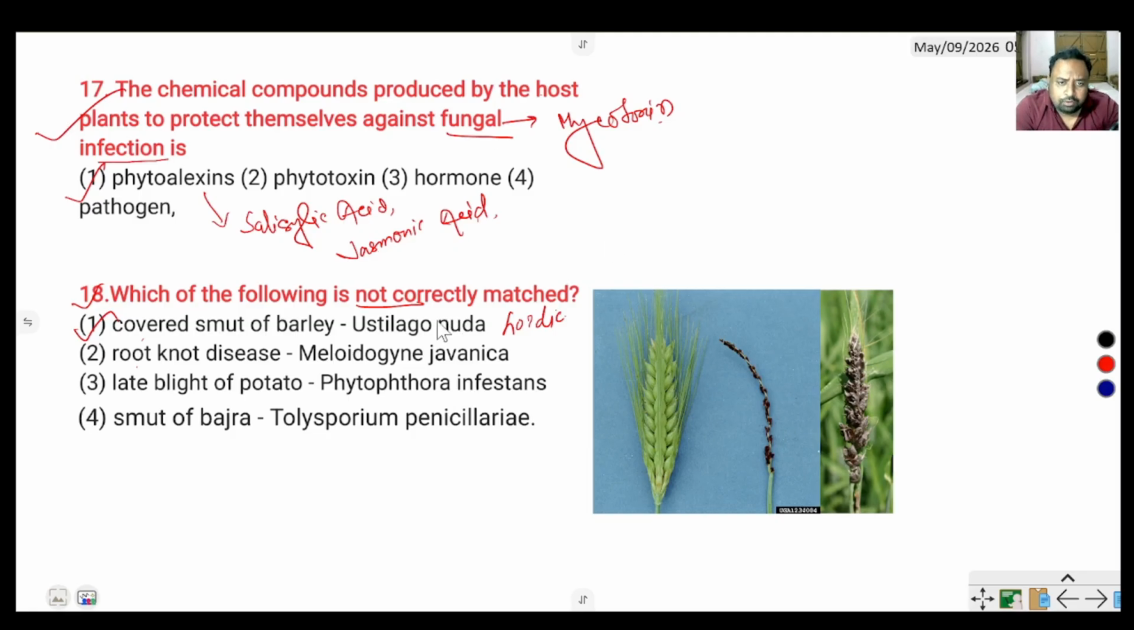Ustilago nuda causes loose smut of barley. This is the loose smut of barley by Ustilago nuda, but the covered smut of barley is by Ustilago hordei.